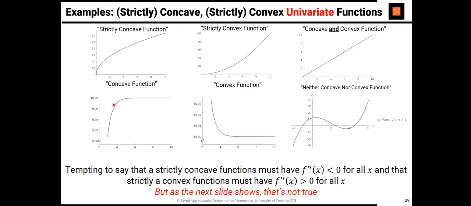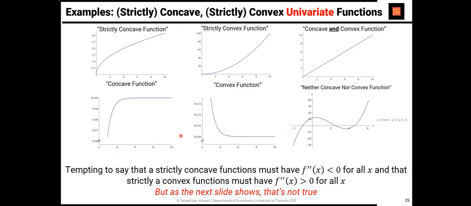Here I'm slowing down or moving at a constant speed: concave. Speeding up: strictly convex. Speeding up or moving at a steady speed: convex. Always moving at a steady speed: concave and convex. Sometimes going up and down: that's neither concave nor convex.